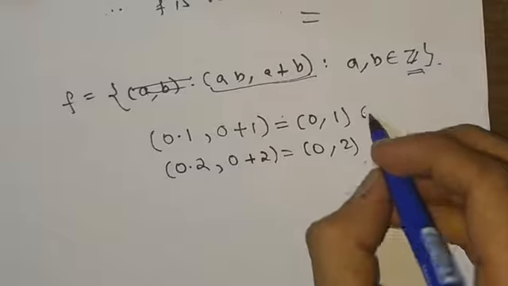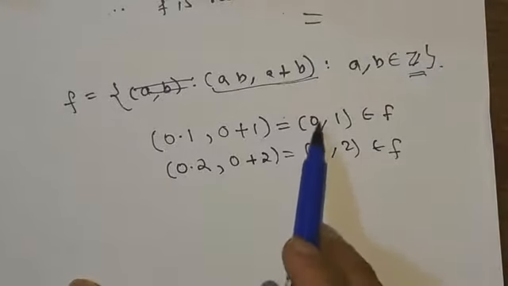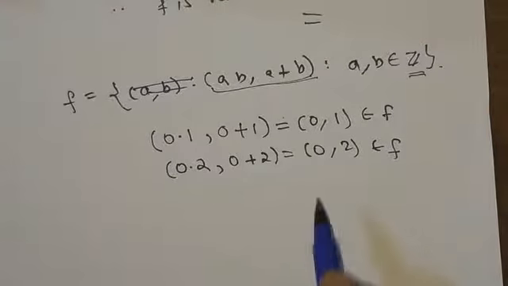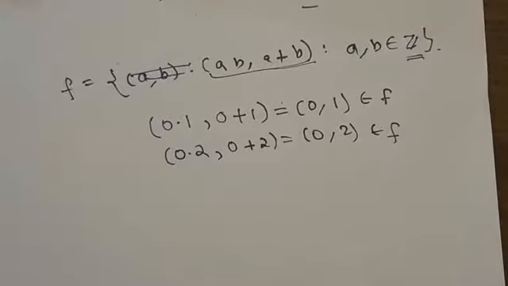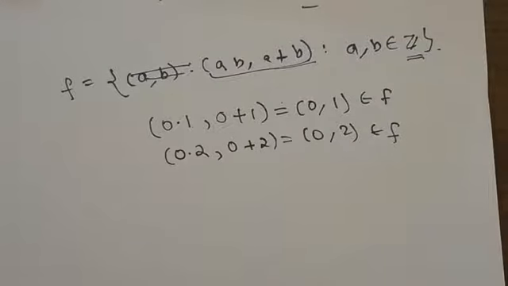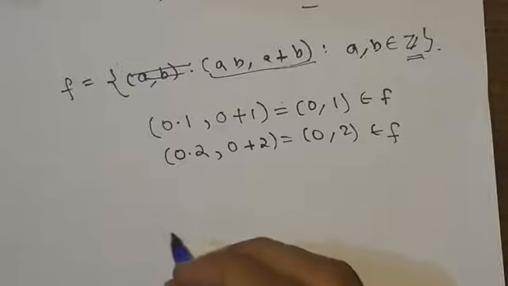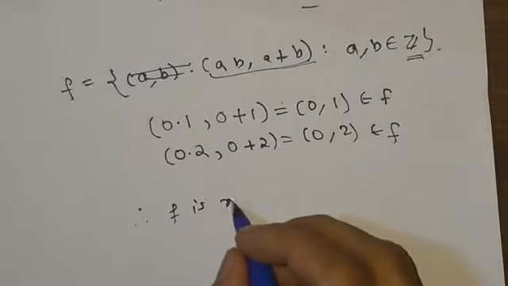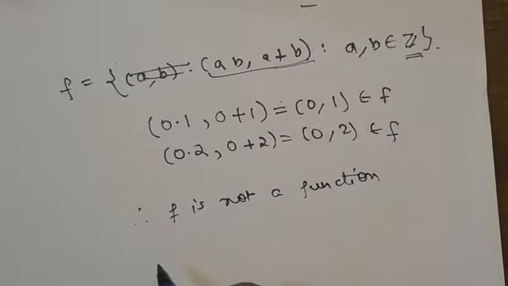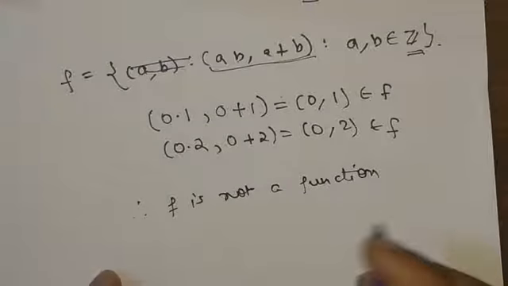So here you can see that both these elements belong to the relation f. Both have the same first element, but the second elements are different. This cannot happen in a function, that is, second elements are different but the first element is the same. So this relation f doesn't become a function. Therefore, f is not a function. Now that was problem number 11.